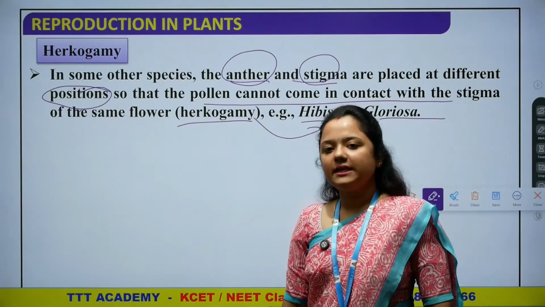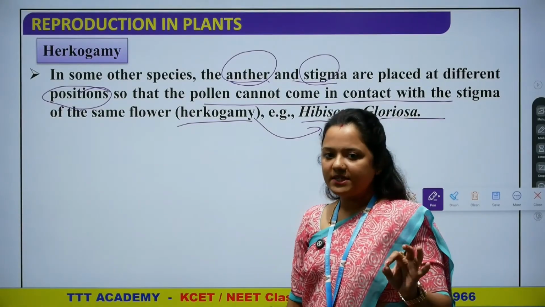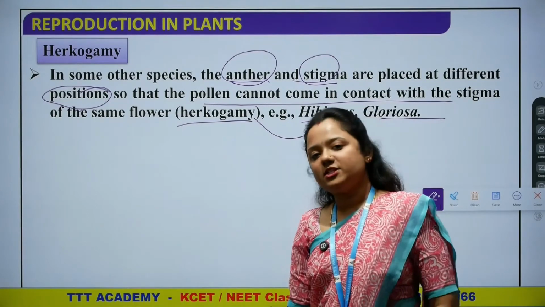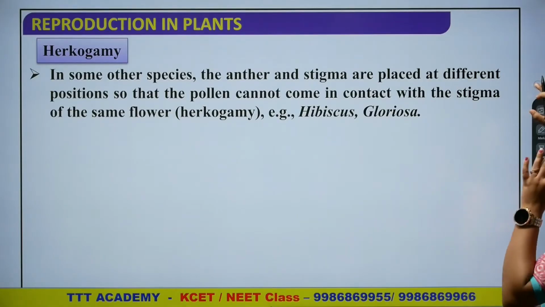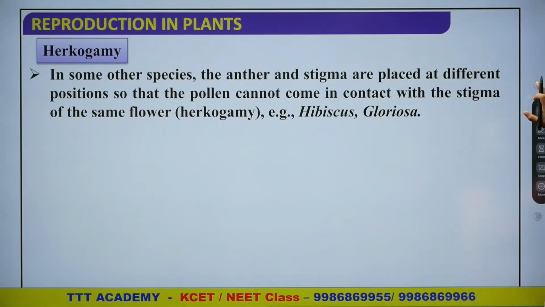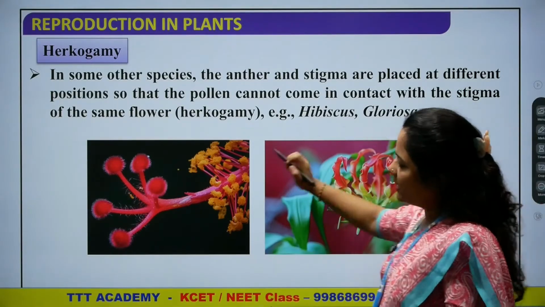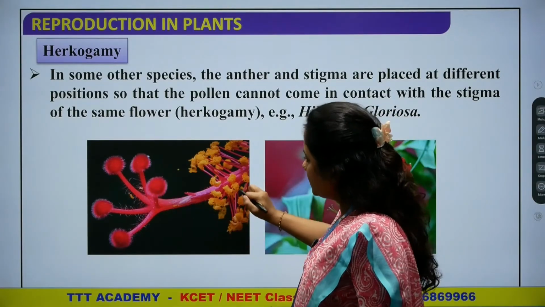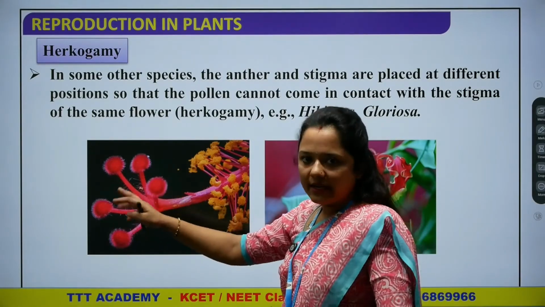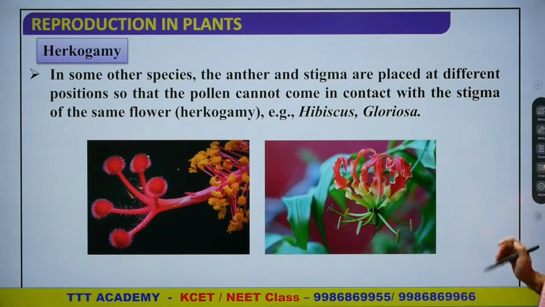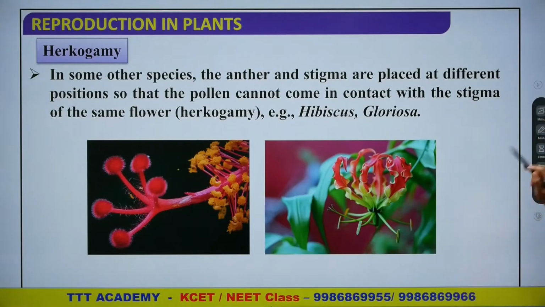Hibiscus and gloriosa show hercogamy. Hercogamy means a difference in position of the gametes. Remember the examples, hibiscus and gloriosa. See, this is the stigma, this is the anther. It is very rare for the pollen grains to reach from here to here. Here also there is a difference in positions.